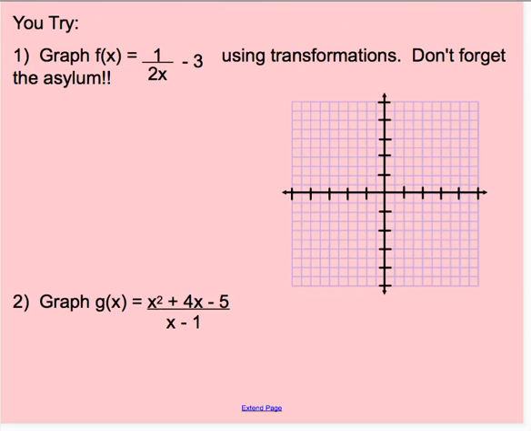And the you-try problems. By the way, if you were worried about that last example that we just saw, you won't see anything quite that complicated on your test. They'll be the more basic ones, either the transformations or like the previous example where it was a little bit more straightforward, only one vertical asymptote.